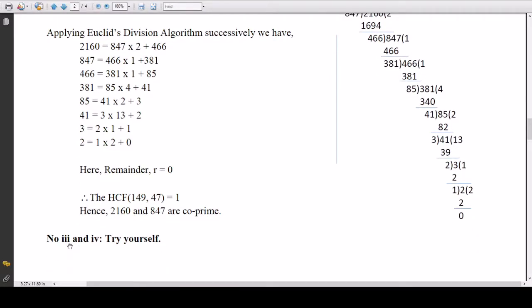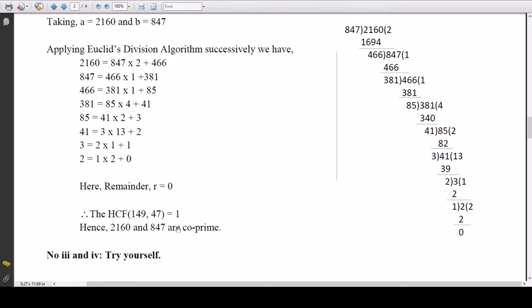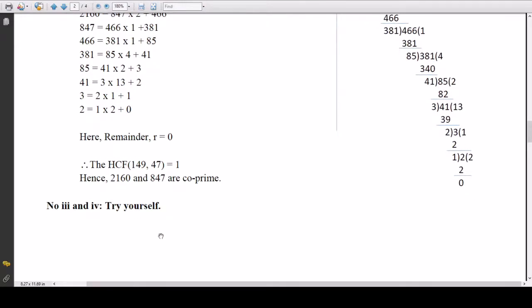Now the next number 3 and 4, you try to do it by yourself in the same way as we have shown you on the first and second one. You try it by yourself to find out whether they are co-prime or not.